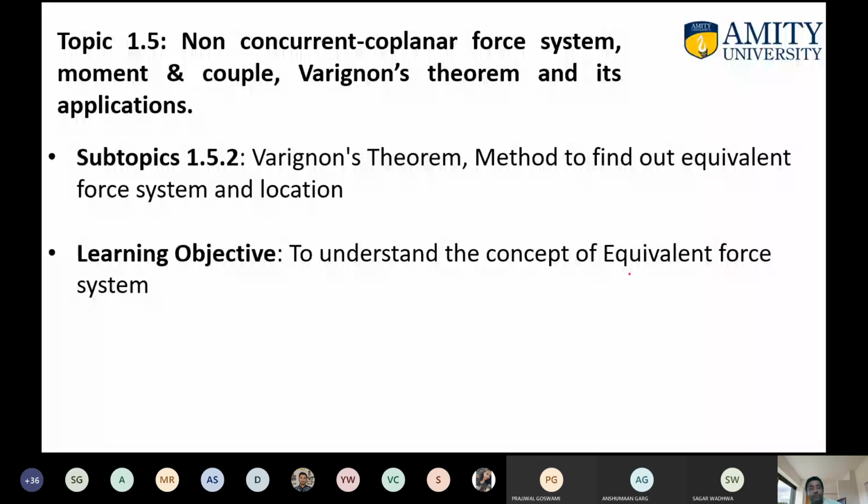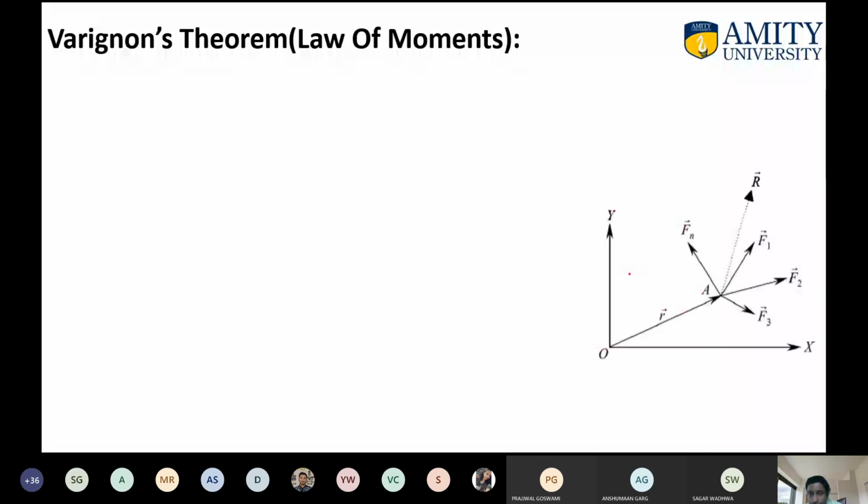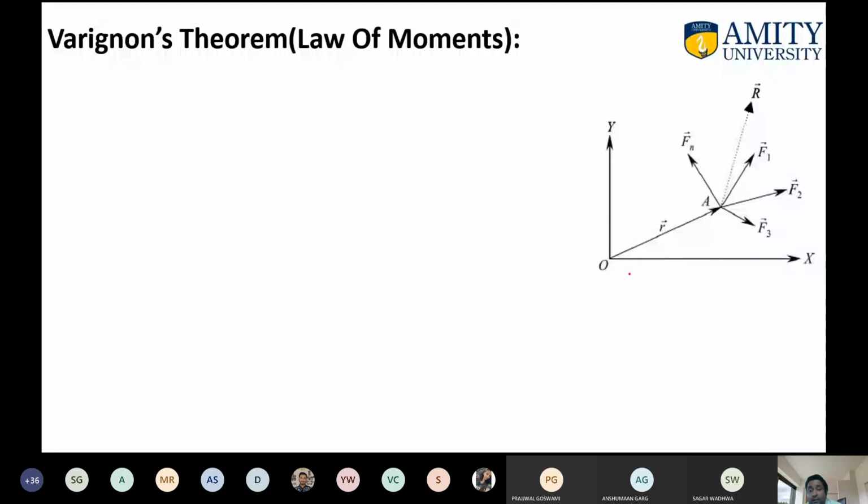It comes in the examination for 2 marks. Explain Varignon's theorem, then simply, or you can say it's the law of moments also, that we have verified in the 2C practical in the lab yesterday, if you can remember. See, there are F1, F2, F3, F4 and up to Fn. They are n number of forces which are acting. So this is the definition.